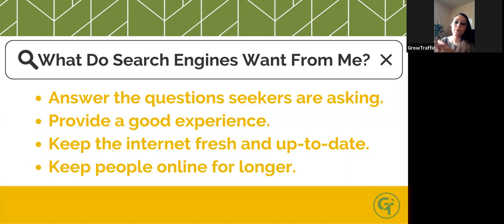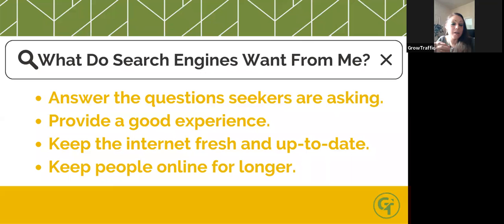So when we talk about what a search engine wants from you, it's really just about being able to provide those answers that the seeker is asking at the point that they're going to their search engine. Google does not have the answers to any questions. It's just an index. It's just a repository of information. So it is relying on us as content creators, as website owners, to give it those answers so that it can provide a good experience to the person who's coming along and asking a question.